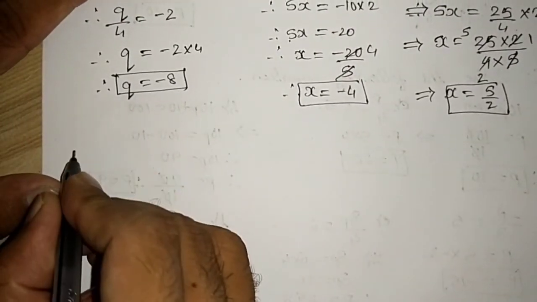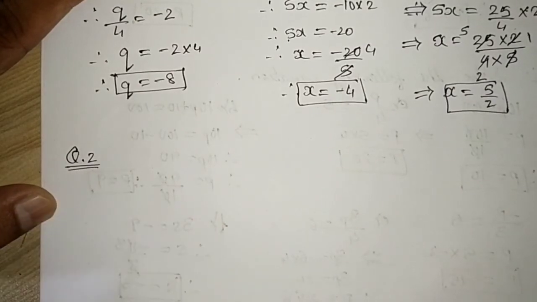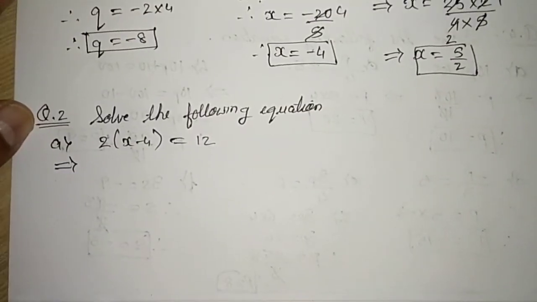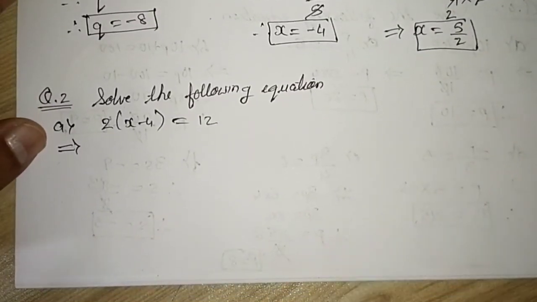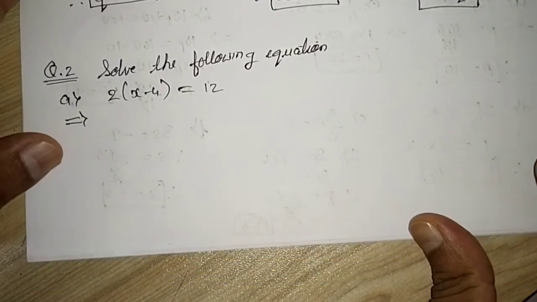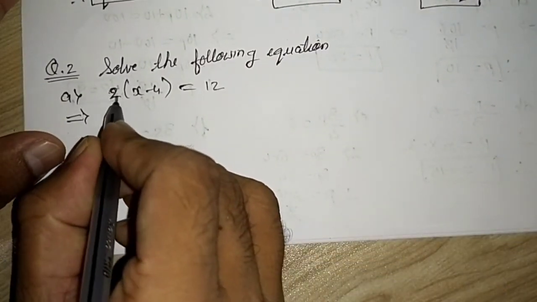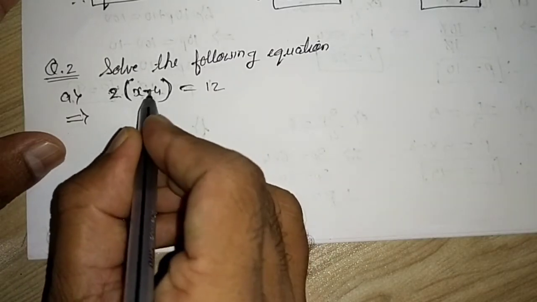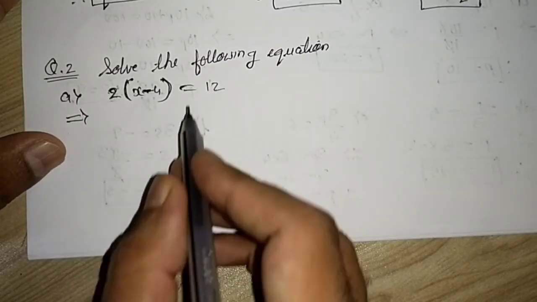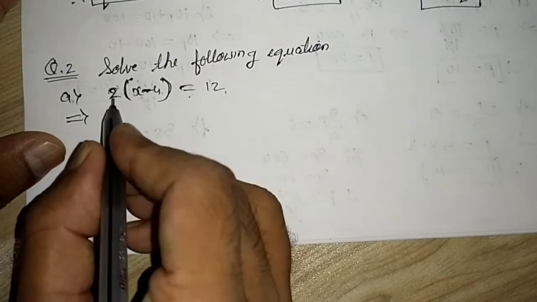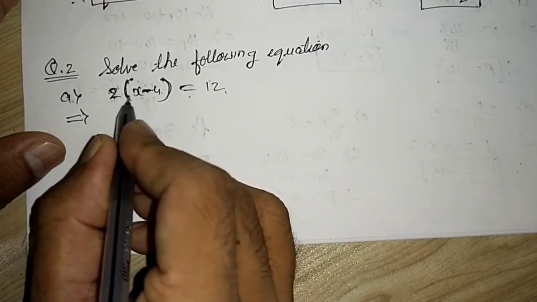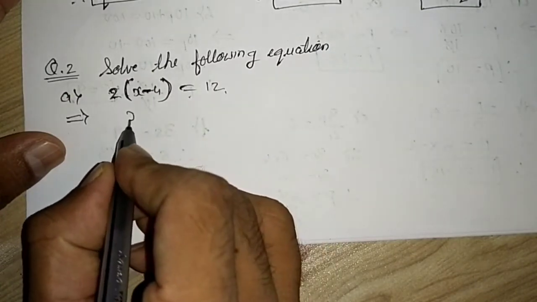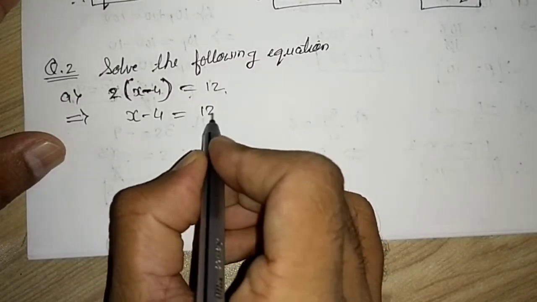Moving to question number 2, let me first write down. So question number 2 also is the same thing. Solve the following equation. As I've told, difficulty level will rise slowly and gradually, but it is not difficult if you solve by the rule. Here you can see 2 multiplied by the bracket, in bracket is x minus 4, is equal to 12. Take 2 which is in multiplication with the bracket, take it to RHS, so it will become x minus 4 is equal to 12.